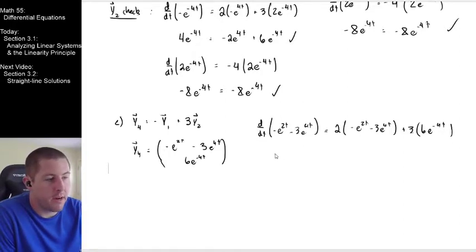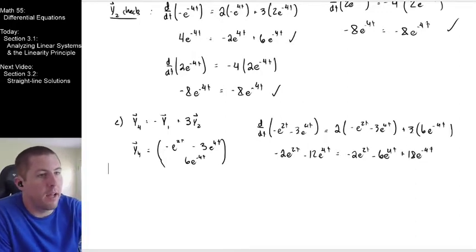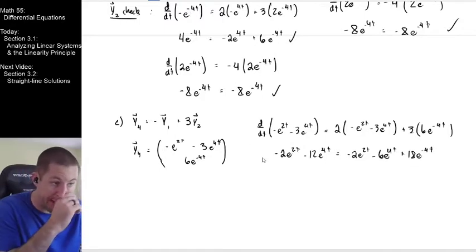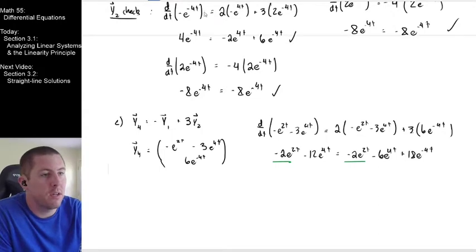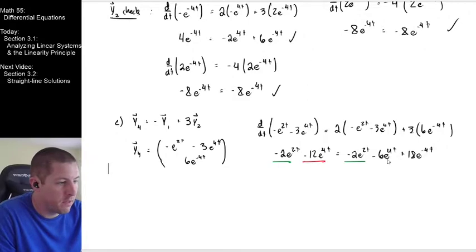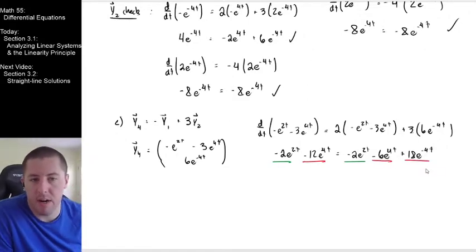Taking my derivative over here, I'm going to get a negative 2 e to the 2t minus 12 e to the 4t. On the right-hand side, I'm going to get a negative 2 e to the 2t. I'm going to get a negative 6 e to the 4t. I'm going to get plus 18 e to the negative 4t. And you guys can clearly see here our negative 2 e to the 2t's are clearly matching. You guys can also clearly see here that our negative 12 is exactly the coefficient we should be getting from negative 6 and positive 18 right there with the e's.